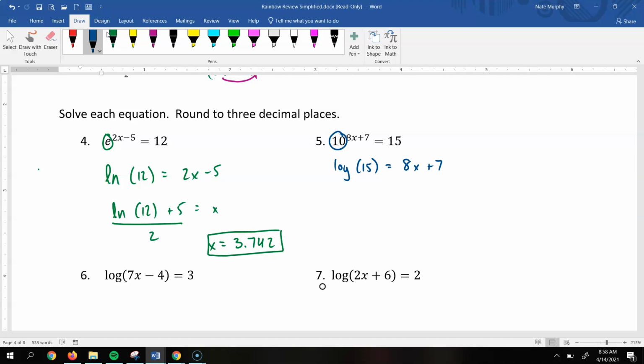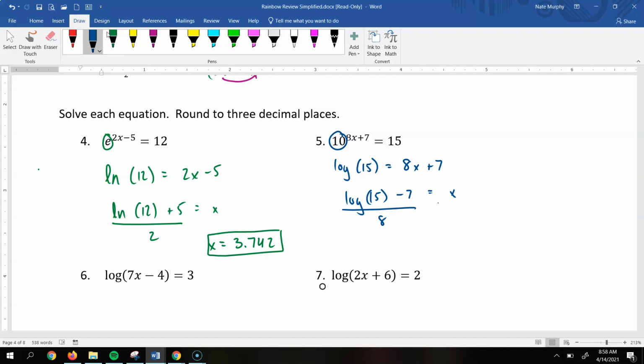So just like before, I'm going to solve this. If you wanted to, you could take log of 15 and work with the decimal, but I'm going to wait with that. So I'm going to subtract 7 from both sides. We'd have log of 15, and then we would subtract 7 equals 8x. And then to solve for x, I would divide both sides by 8.